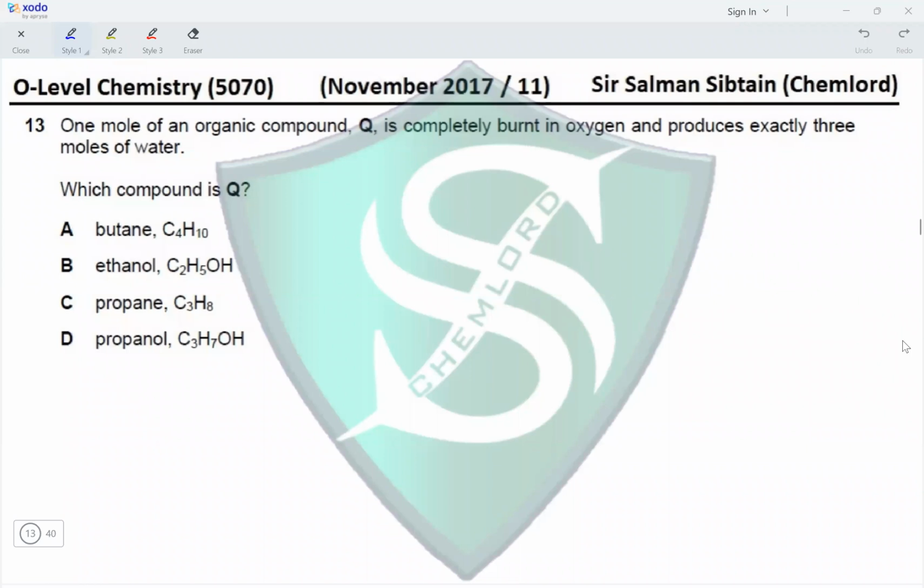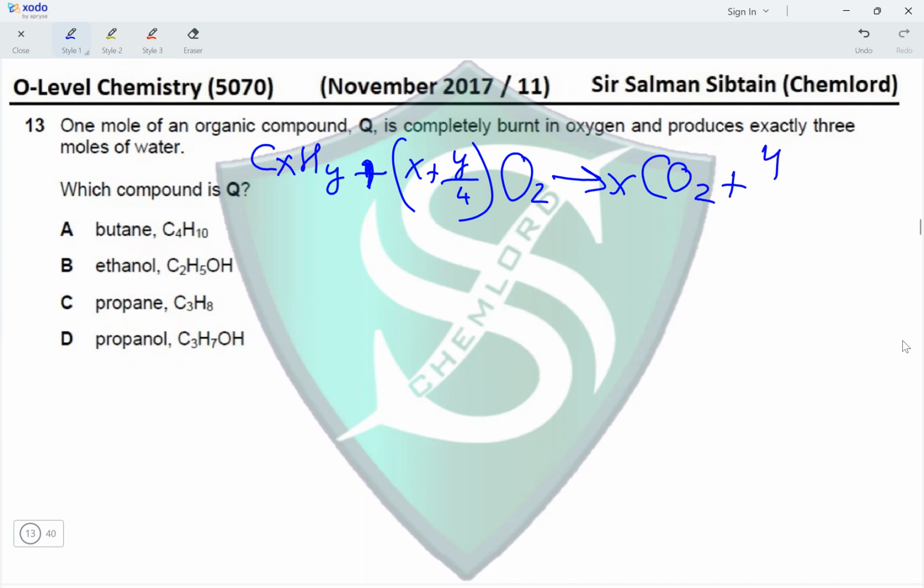Question 13. 1 mole of an organic compound Q is completely burnt in oxygen and produces exactly 3 moles of water. Which compound is Q? In order to find out this compound, we would use the general combustion equation CxHy plus (x plus y upon 4) O2, giving us x CO2 and y upon 2 H2O. In this equation, the value of y would be the number of hydrogen atoms present in our compound. So all we need to do is divide the total number of hydrogen by 2 to obtain the moles of water.